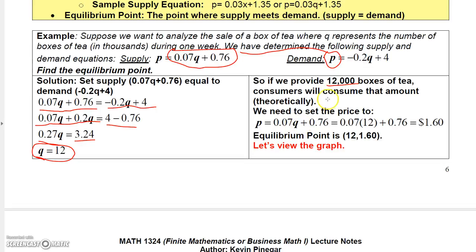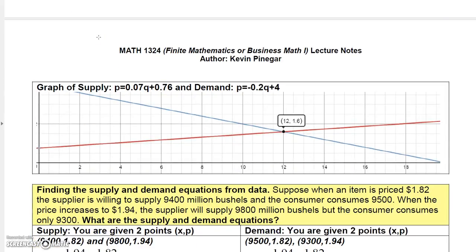So we can plug the 12 into either one of these two equations. Doesn't really matter which one. I'm going to plug it into the supply equation. So when I do 0.07 times 12 plus 0.76, I get $1.60. So the equilibrium point is the quantity 12 units, which is actually 12,000 units, at a price of $1.60 per unit.